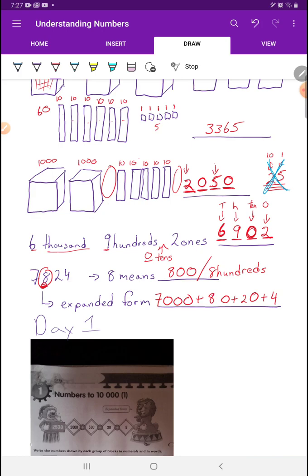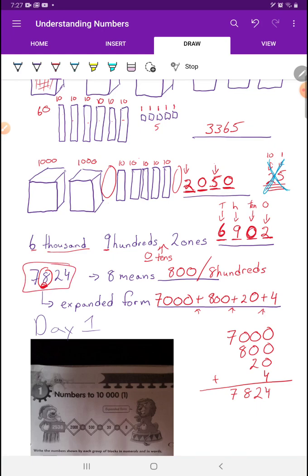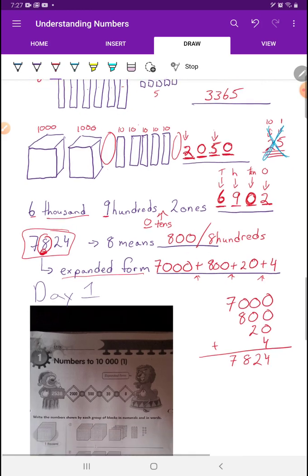So that's what it means when it says write it in expanded form. And you see how I have a plus sign in between each one of them? So I have 7,000 plus 800 plus 20 plus 4. And in fact, if I write those out like this, you know how to do that, right? 7,000 plus 800 plus 20 plus 4. Look at that. I get the same number I had at the beginning again. Isn't that cool? So that's what they mean when they say expanded form.